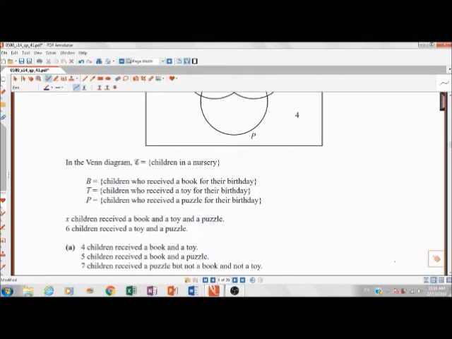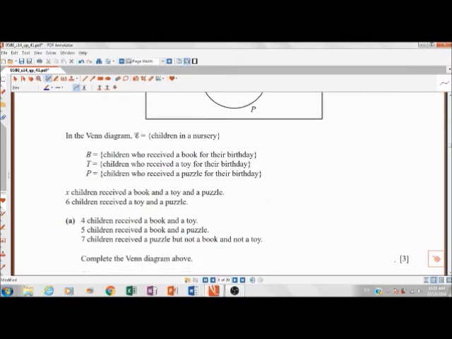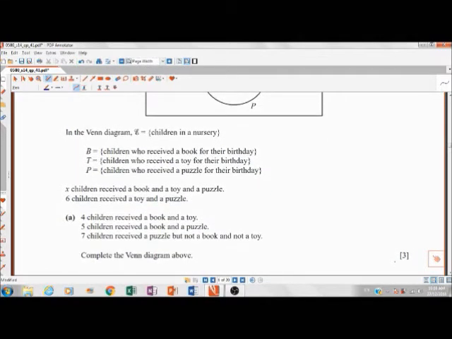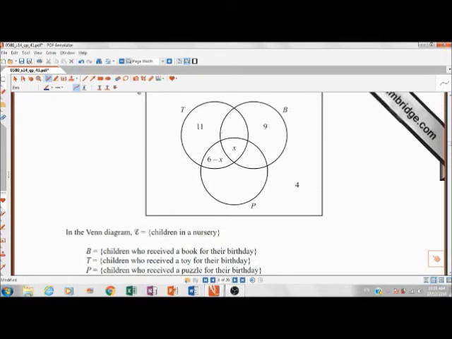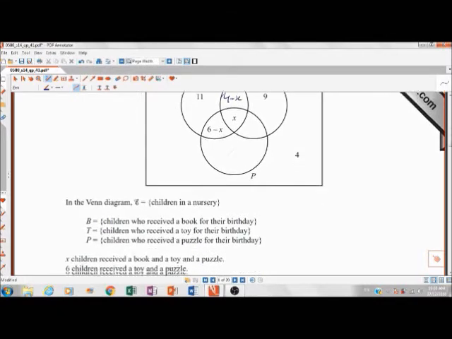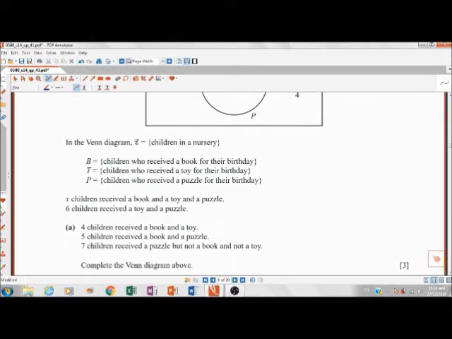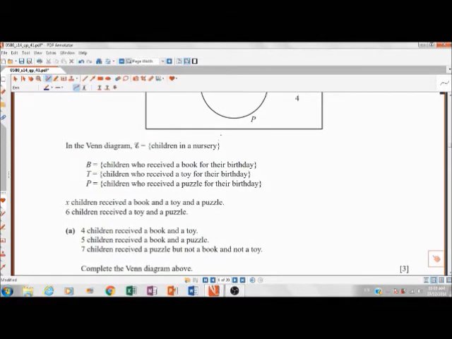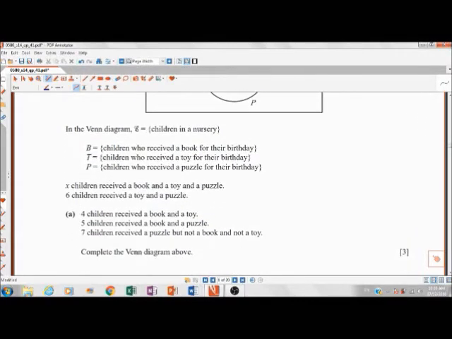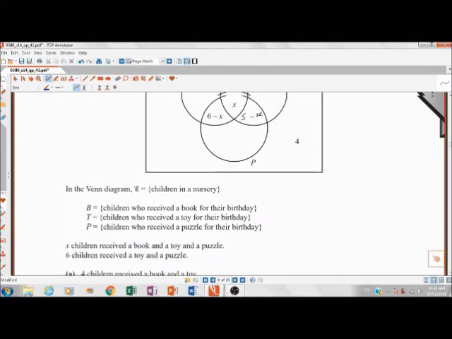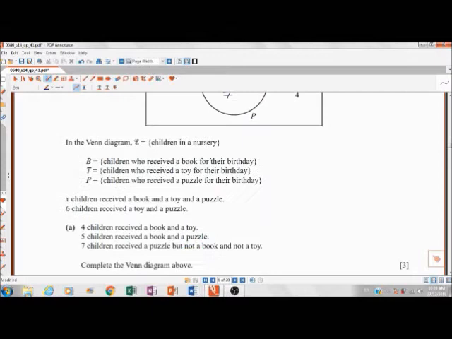All right, Venn diagram. Children received a book, and so on. A. Complete the Venn diagram above. So 4 children received a book and a toy, which is here. Don't forget the minus x, minus this one. And 5 children received a book and a puzzle, which is here, 5 minus x. And last but not least, 7 children received a puzzle but not a book and not a toy. So here's 7.